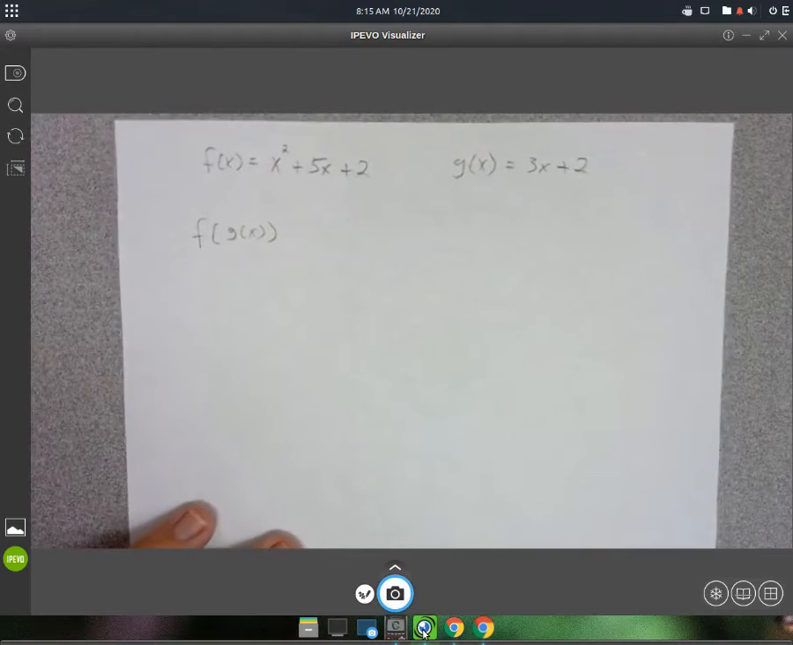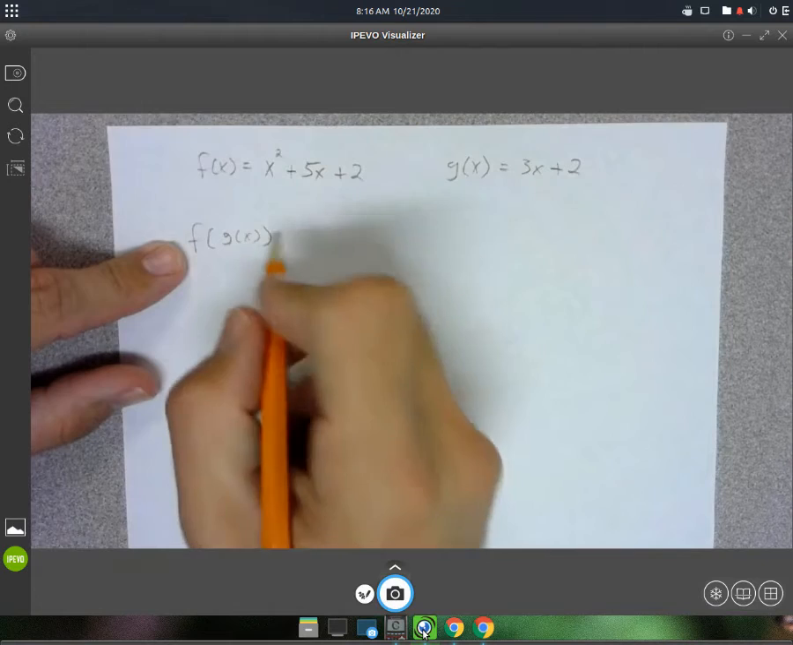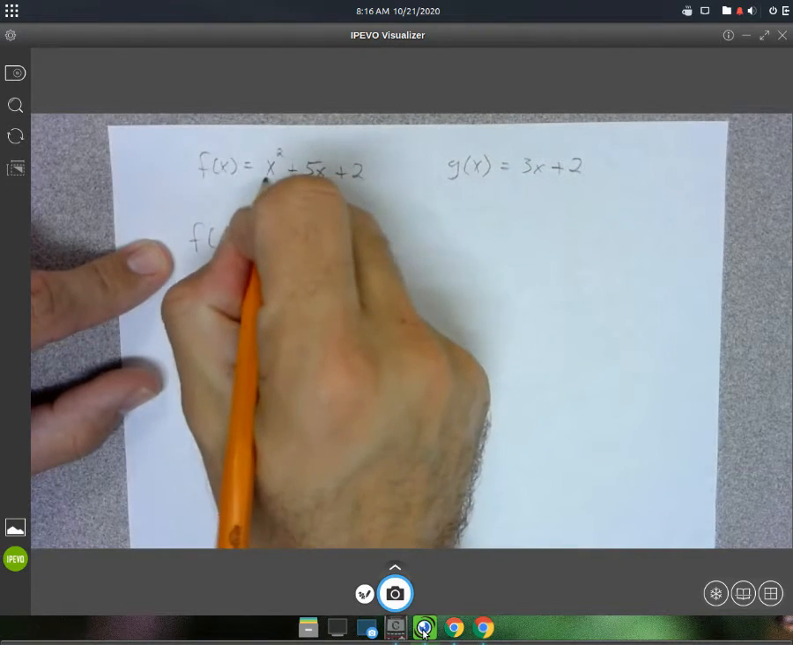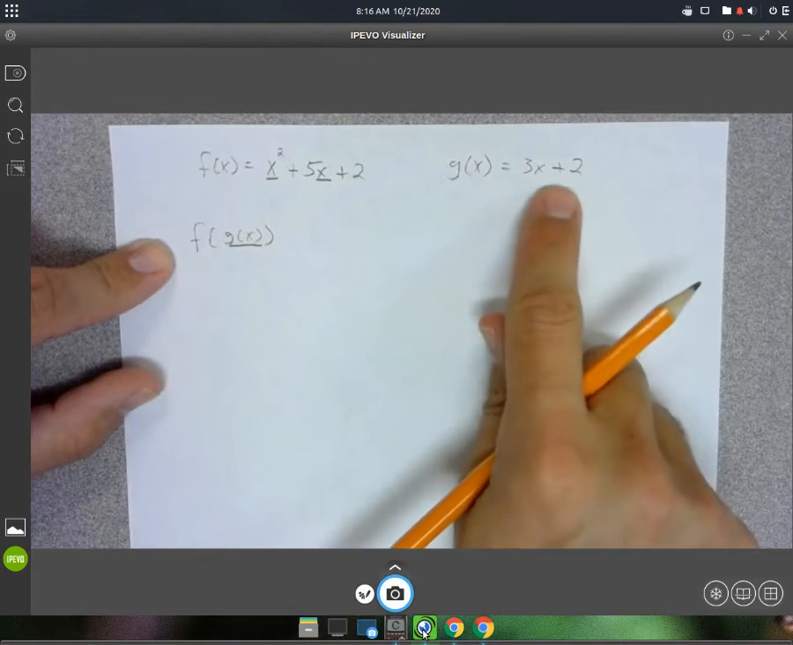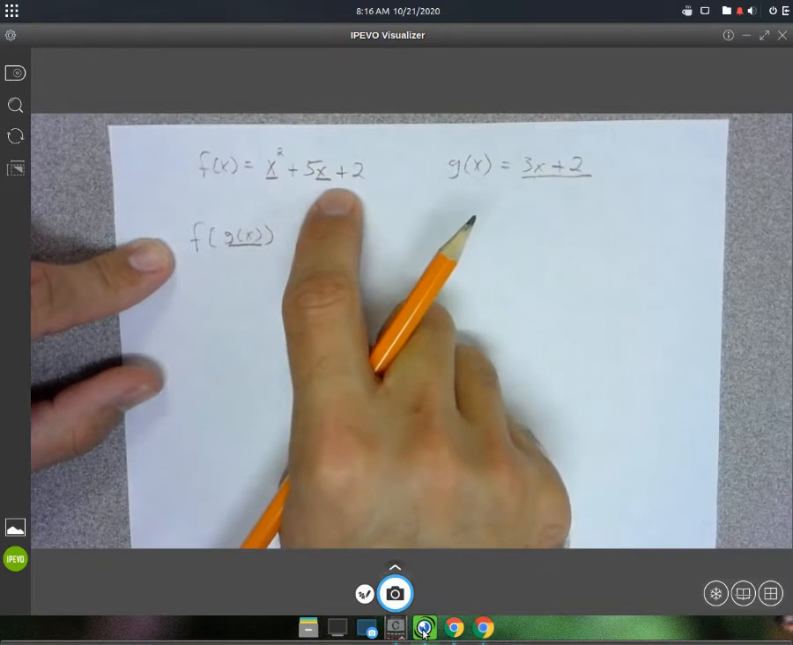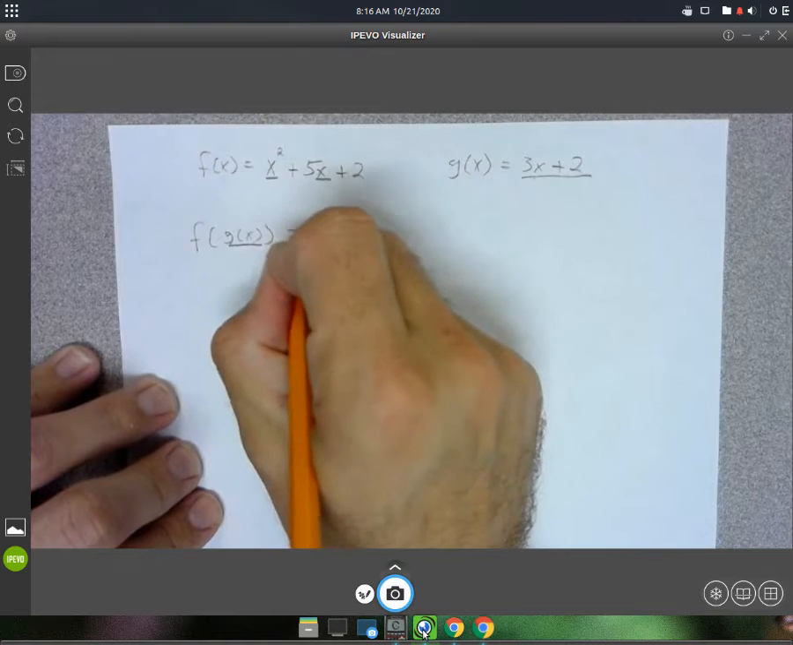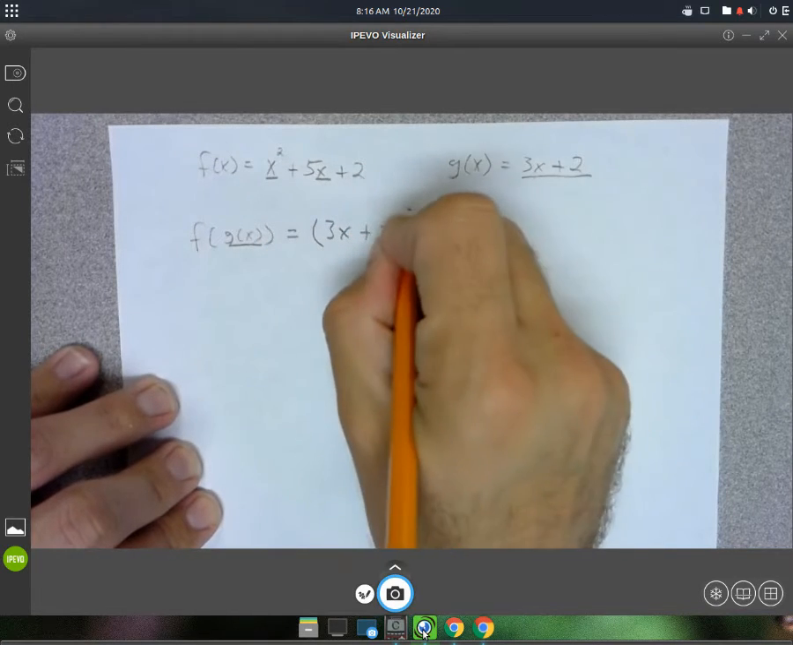So this is one of the crazier ones here. We're doing f of g of x. So we're going to go up to the f function, and wherever we see an x, we're going to be replacing it with g of x. All right, so wherever we see an x over here, we're going to replace it with 3x plus 2. So we have 3x plus 2.